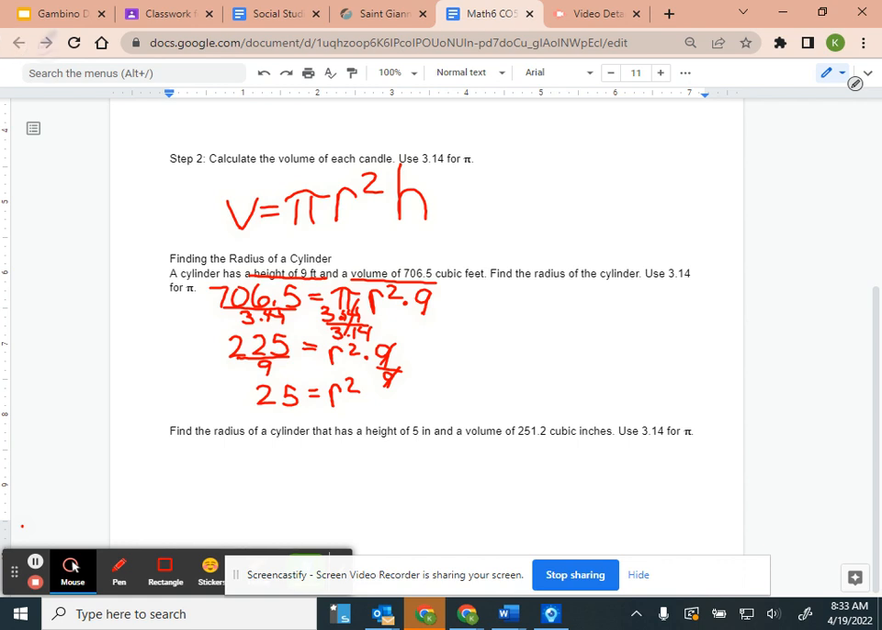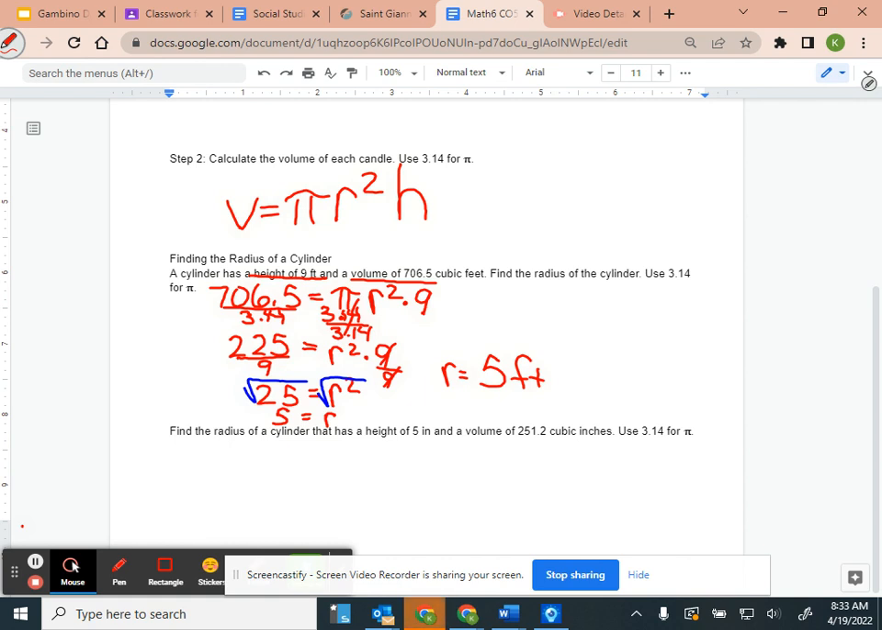So it's not the square. The opposite of squaring is finding that square root. Remember that square root sign. What is the square root of 25, Kira? 5. Because 5 times 5 equals 25. So you can use that square root sign to find the square root of 25. So my radius is 5 feet.